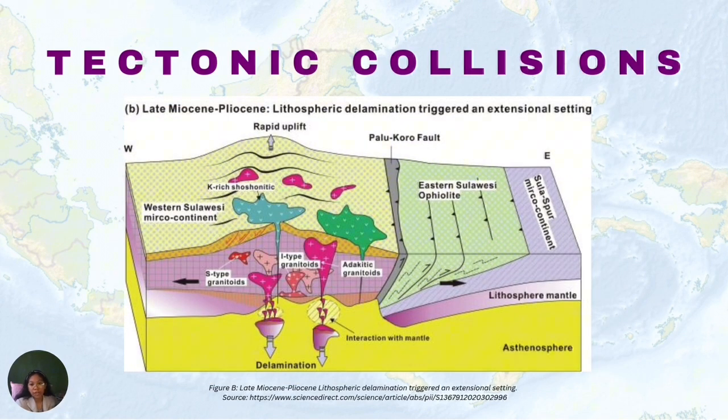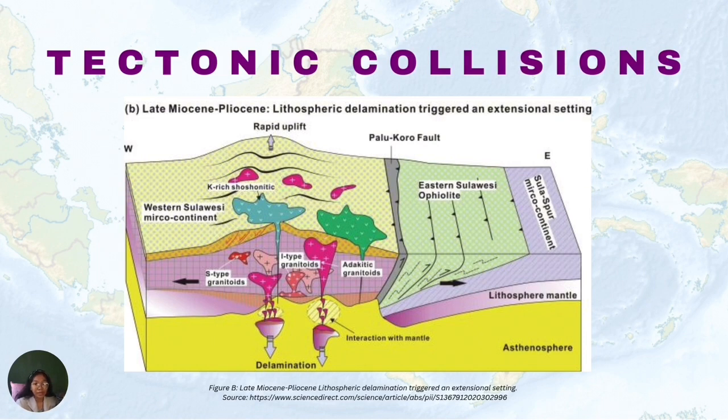Next, following the initial collision, this figure shows how the western Sulawesi region entered a phase of extension during the late Miocene to Pliocene. This was triggered by lithospheric delamination, a process where the dense lower part of the lithosphere detached and sank into the mantle. As this happened, the remaining upper lithosphere became buoyant and began to stretch. This extension led to the development of basins, thinning of the crust, and reactivation of faults.